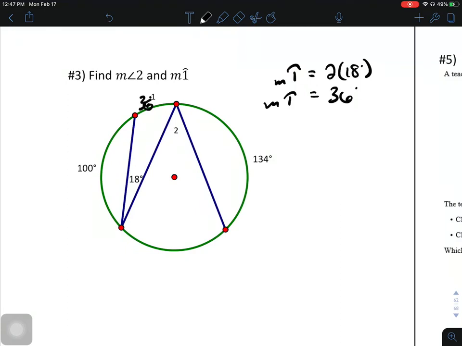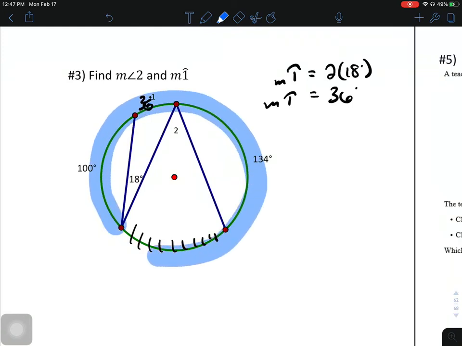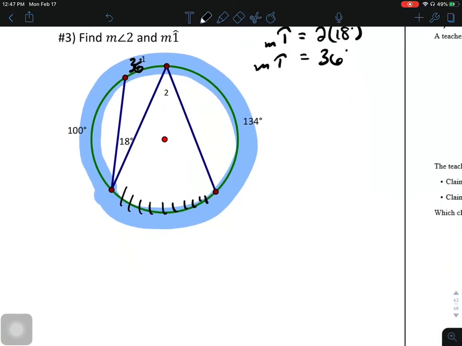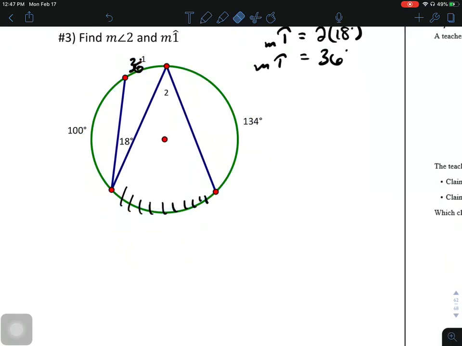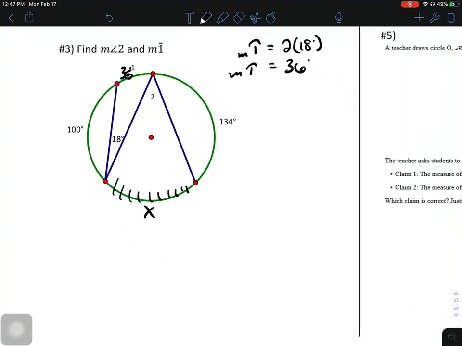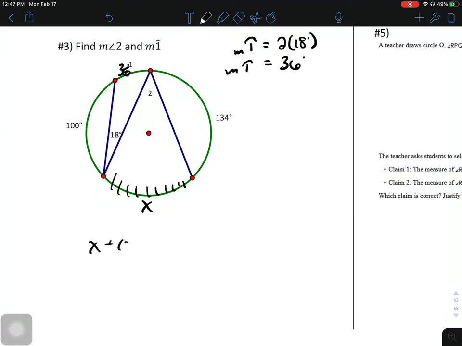Measure of angle 2 is going to be half of whatever this is. We don't know what that is. We can figure it out because if you travel all the way around the circle, it should be 360 degrees. I'm just going to assign this a variable. X plus 100 plus 36 plus 134 has to equal 360.